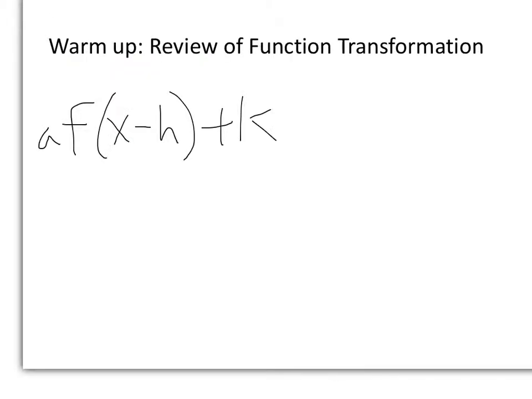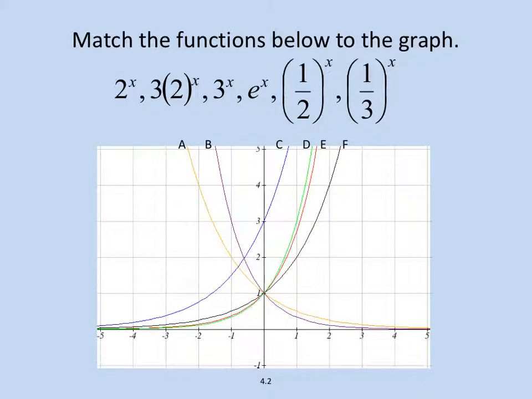What you need to remember from our earlier work is that the coefficient in front of the function is a vertical stretch or compression. Inside the parentheses is our left-right shift, and outside the parentheses is our up-down shift. And really, that's all you got to worry about is those three parts for exponentials. So now for this whole idea of exponential growth and decay.